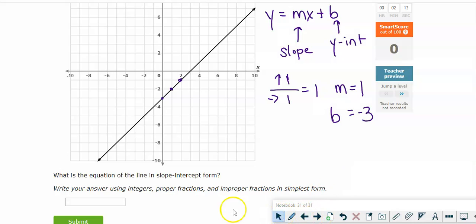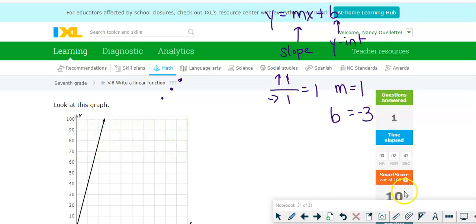So then when I write it in slope-intercept form, I'm going to say y equals, whoops, let me get out of my caps lock, y equals, and then I'm going to use my 1, but I don't need to type in the 1 because 1x is just x. I'm just going to type x, and then my y-intercept is a negative number, so I'm not going to put plus -3, I'm just going to put -3. So y equals x minus 3 should be our slope-intercept form equation.